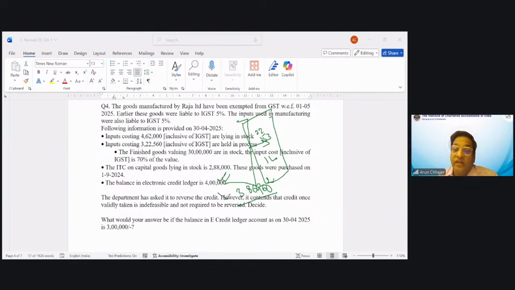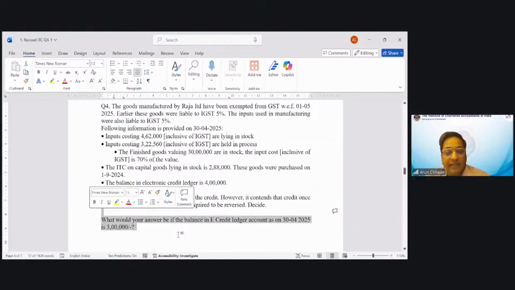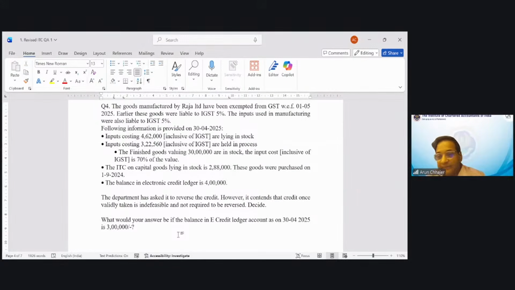He can use the amount from ITC, and the remaining ITC, if any, will lapse. Now it says, what would be your answer if the credit ledger balance is 3 lakh? 387 cannot happen. Okay, 387 cannot happen, is it?